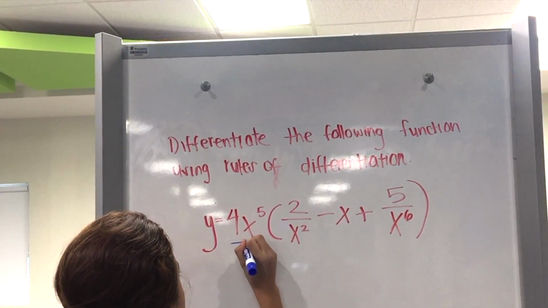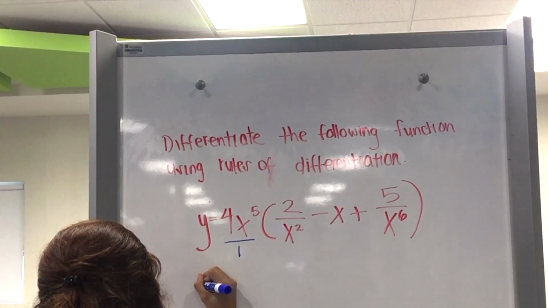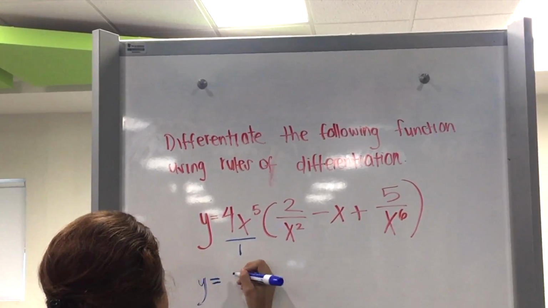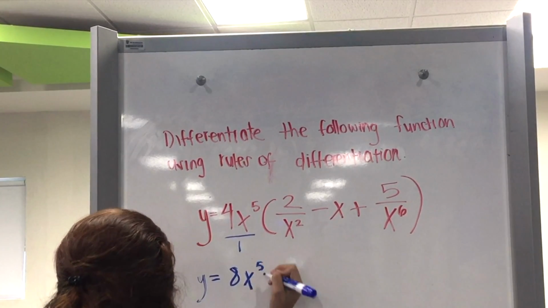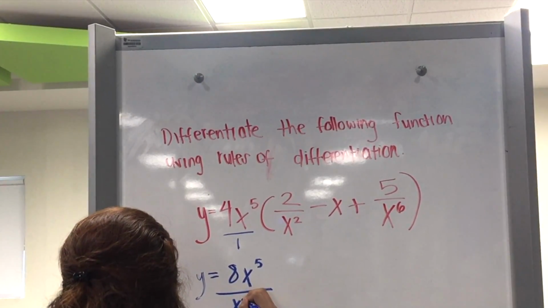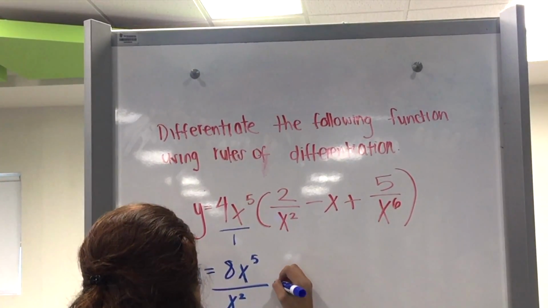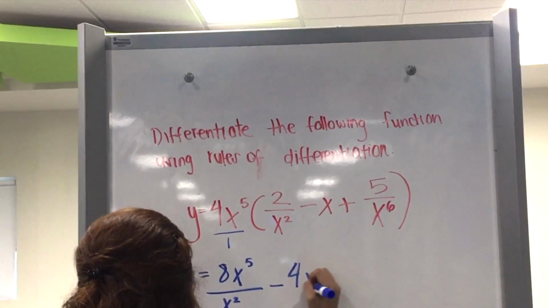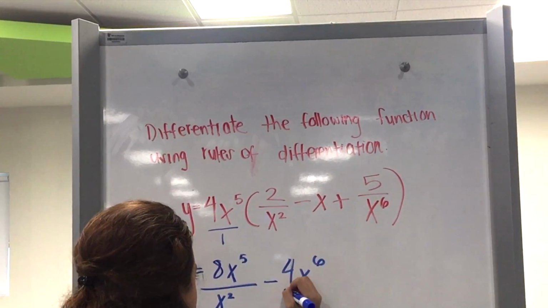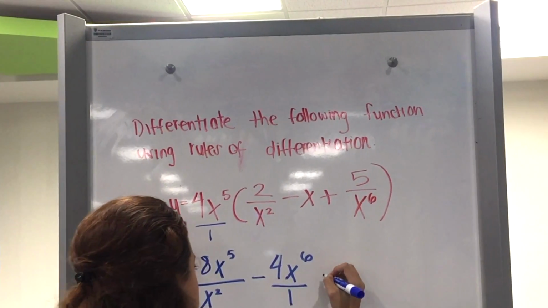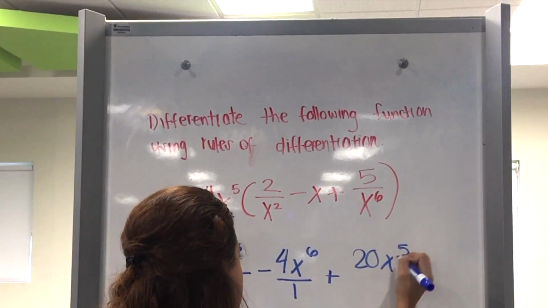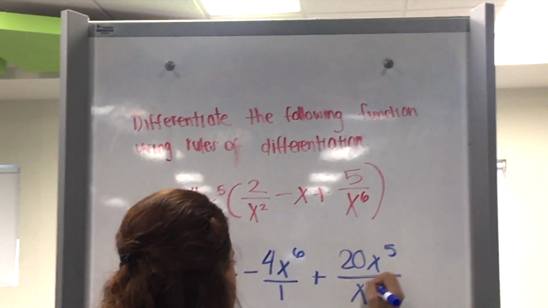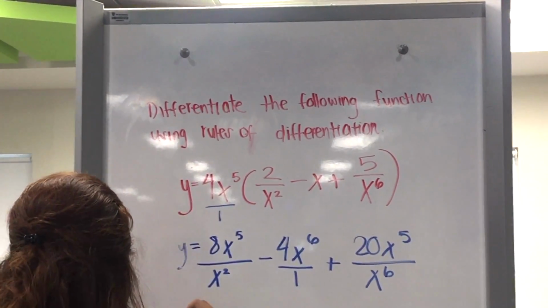So first I'm going to write a 1 under the 4x to the 5th, so it's easier for me to multiply since we're going to be multiplying fractions. You just multiply 4x to the 5th over 1 by all the parentheses that you have there. Remember that when you multiply x with an exponent, the exponents add up. So you just multiply and then you're going to start differentiating.